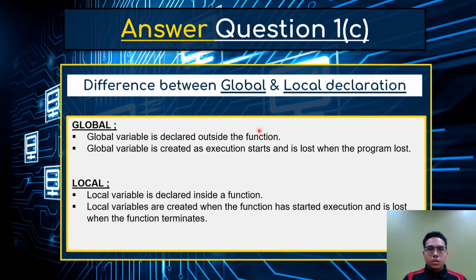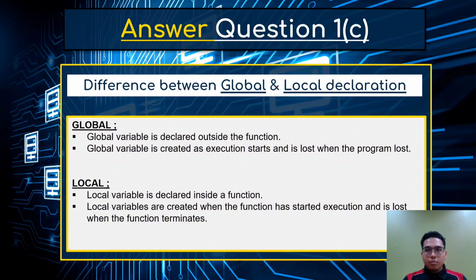Next, answer to question 1C, the difference between global and local declaration. A global variable is declared outside the function. A global variable is created as execution starts and is lost when the program ends. Global means the variable or declaration is outside of the int main. For the local, it is inside the int main. A local variable is declared inside the function, inside the int main. A local variable is created when the function has started, and is lost when the function terminates.